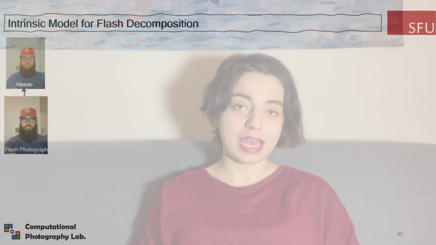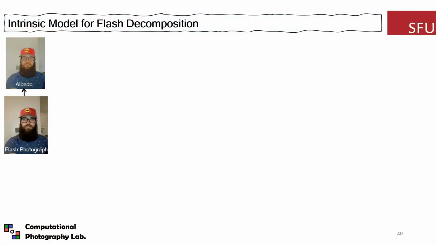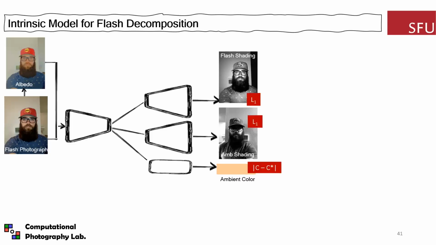We designed two different networks for the decomposition and generation. For the flash decomposition network, we first generate the flash photograph albedo by the intrinsic decomposition off-the-shelf method. We give these two as input to the encoder, which is connected to 3 decoders, 2 for shadings and 1 for ambient color. Our network is supervised by the pseudo-ground truth shadings and ambient color temperature.